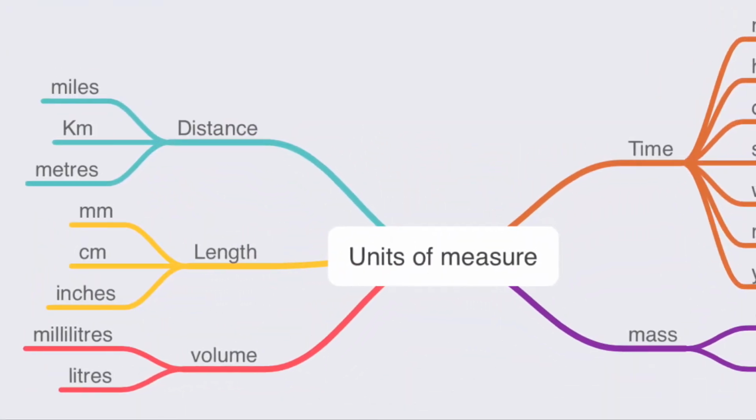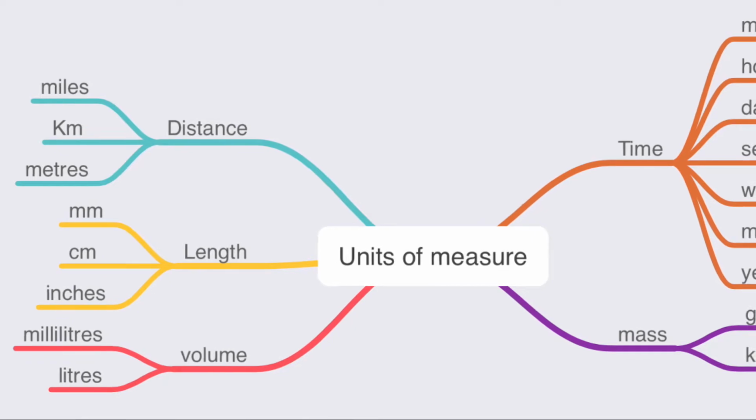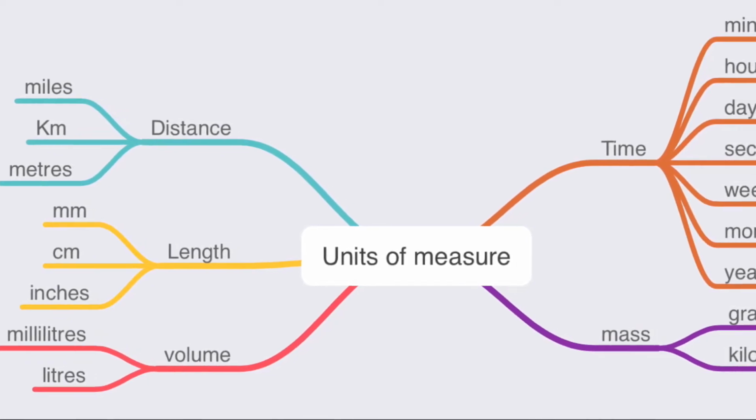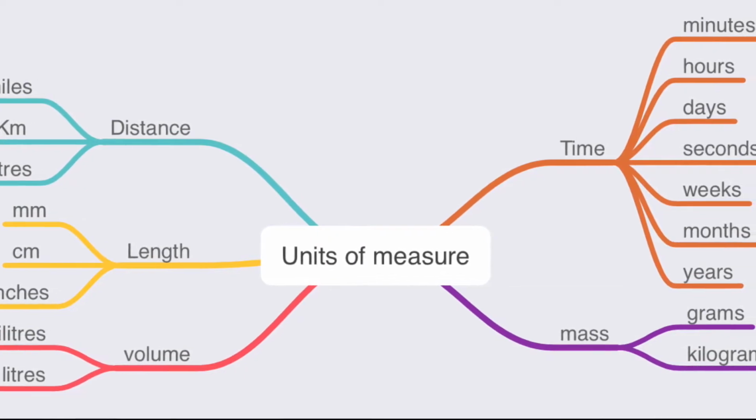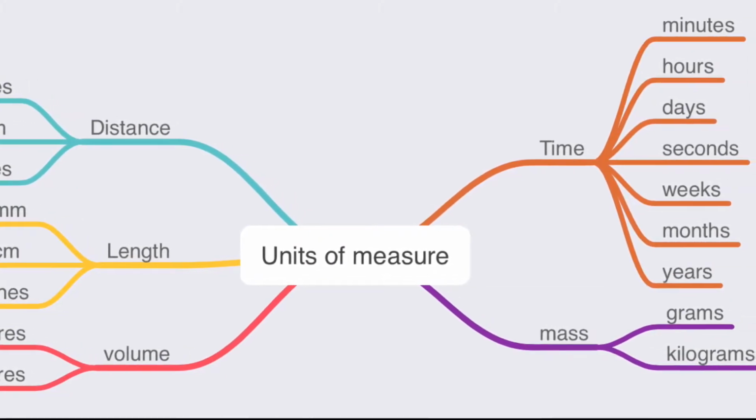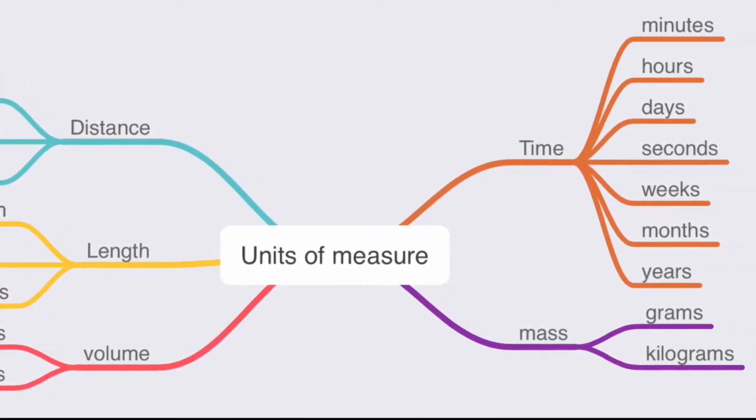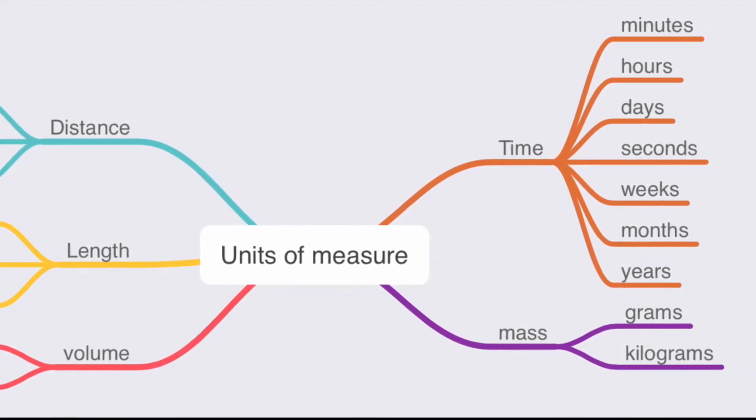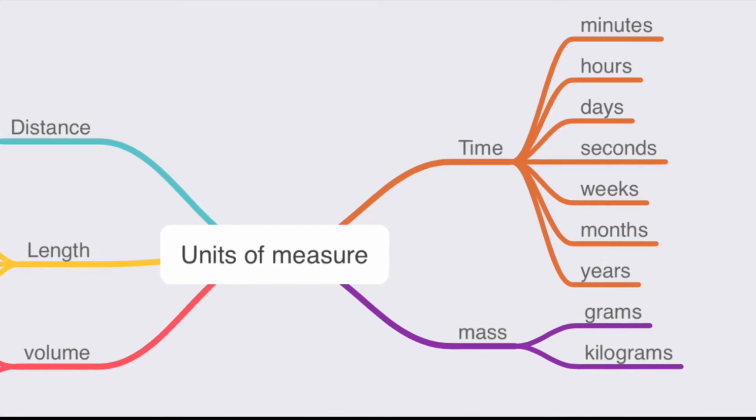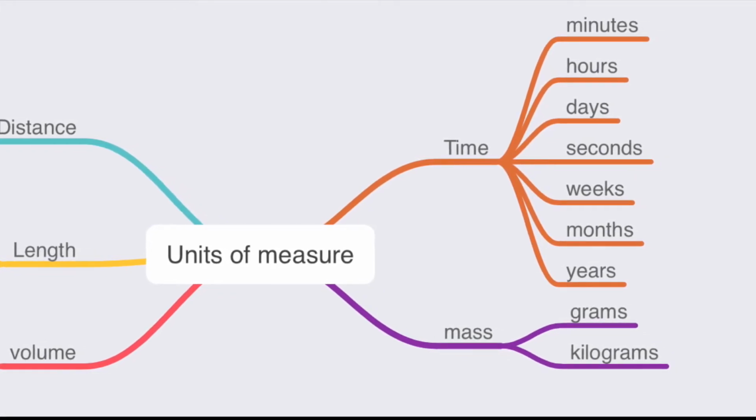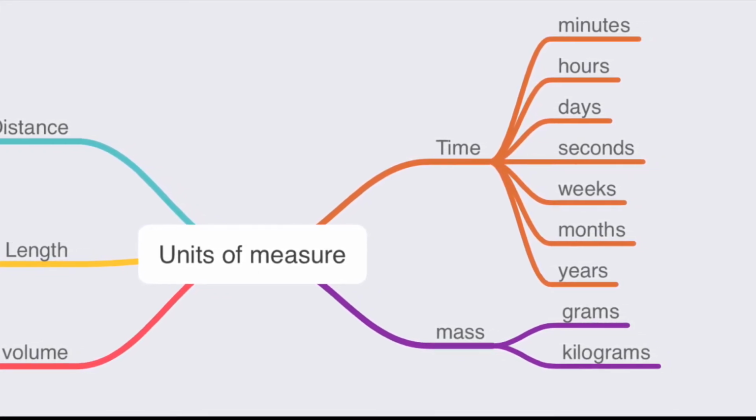So this is the mind map that I created. As you can see, we've got distance, length and volume, and there's lots of units of measure that come off that. So miles, kilometres, metres, millimetres, centimetres, inches, and litres and millilitres. Then we've got time, so there's lots of things for time: minutes, seconds, hours, days, years, and then mass, so grams and kilograms. I wonder if you came up with all of these, and I wonder if you've come up with any more. Hopefully that's refreshed your memories a little bit.